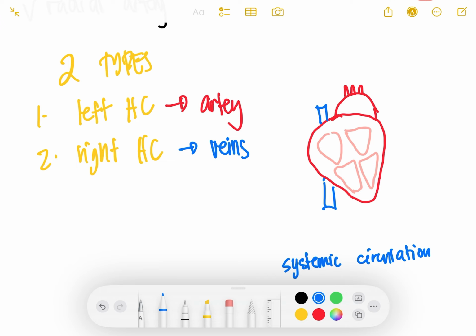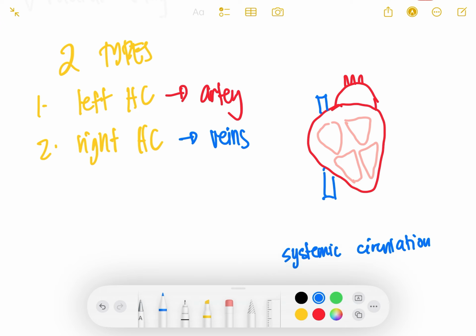That is systemic circulation. Now, if the blood came from systemic circulation, ibig sabihin galing na siya, nag-circulate na siya sa buong katawan, it has to go back into the heart. Bakit? The blood that came from systemic circulation is already deoxygenated. Ibig sabihin, gamit na yung oxygen na dala-dala ng blood na yan. Nagamit na siya ng buong katawan. Tapos na siya sa systemic circulation. So, wala nang oxygen. So, this blood has to be oxygenated. Kailangan makakuha siya ng oxygen.